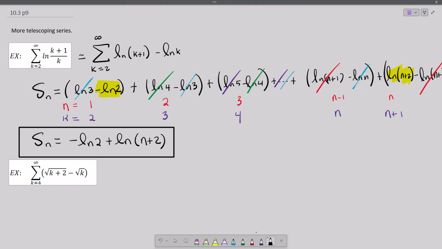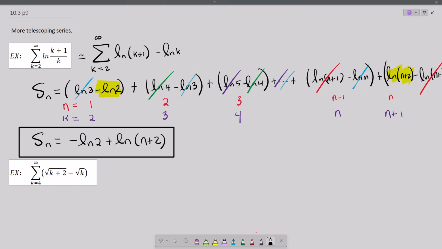And you can check. S sub 1 is just the first term. So if we plug in 1 for each of these n's, we would get natural log of 2 with a negative in front, and then plus natural log of 3, which is exactly what this is. If we plugged in a 2 here, we would get the sum of the first two terms. So we get minus natural log of 2 plus natural log of 4. And if we look at the first two, the blues would cancel, and we'd get ln 4 minus ln 2. So that would match.